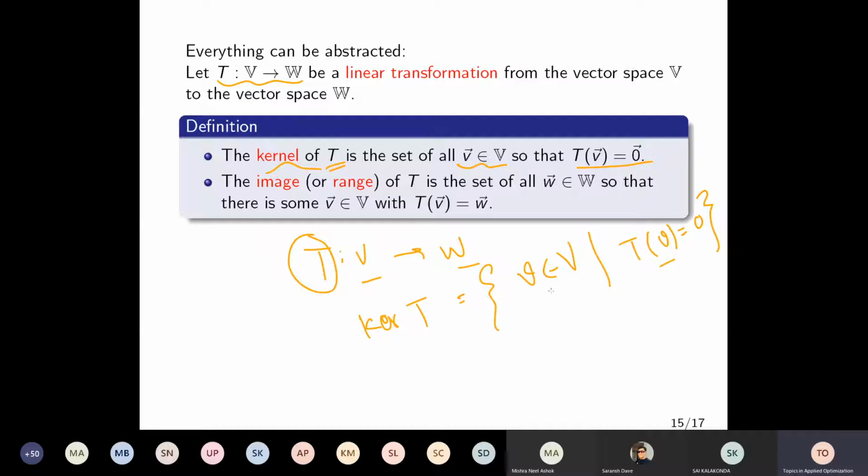That's called the kernel. Similarly, we can define the image of the linear transformation as the set of all W such that TV is W. So the image of T is the set of all TV such that V is in V. You take all possible TV, and this TV is in W, right? Is the kernel of T the null space?